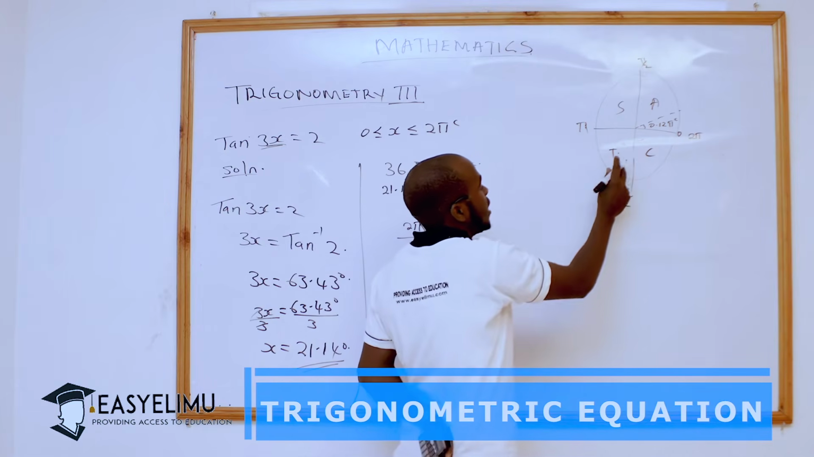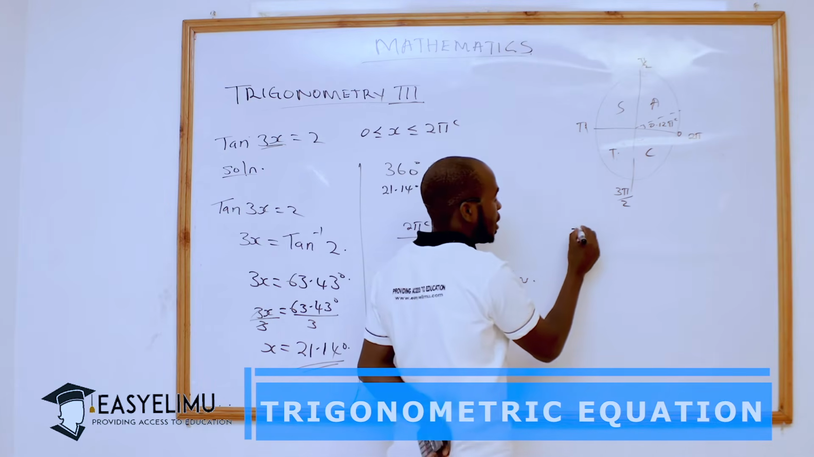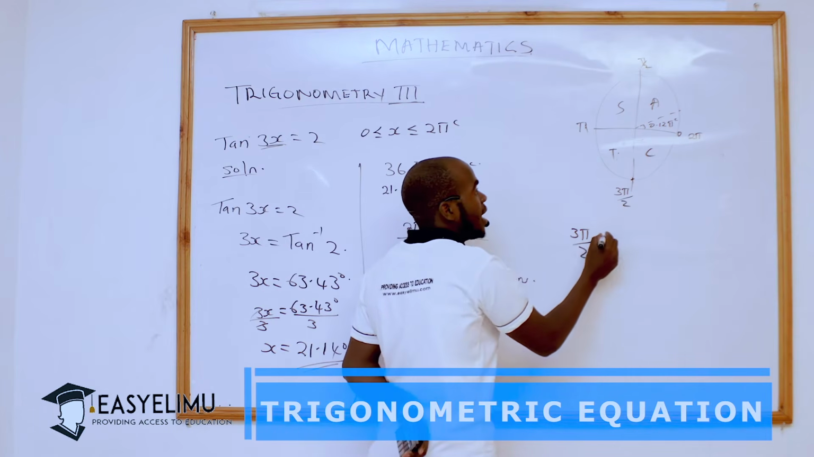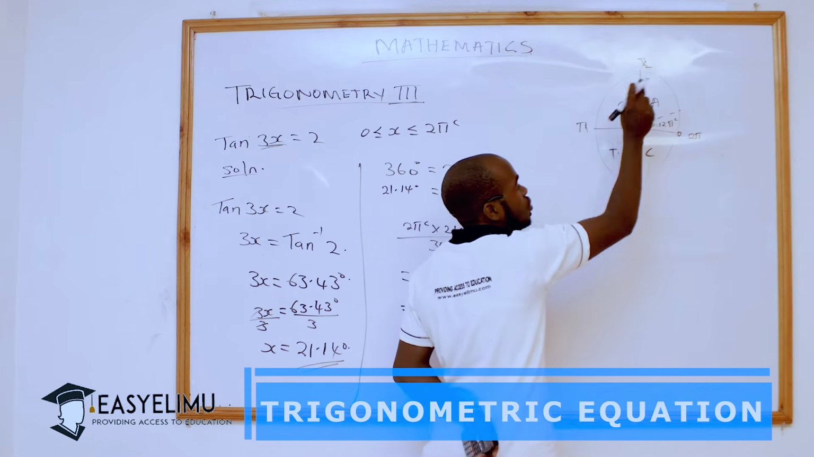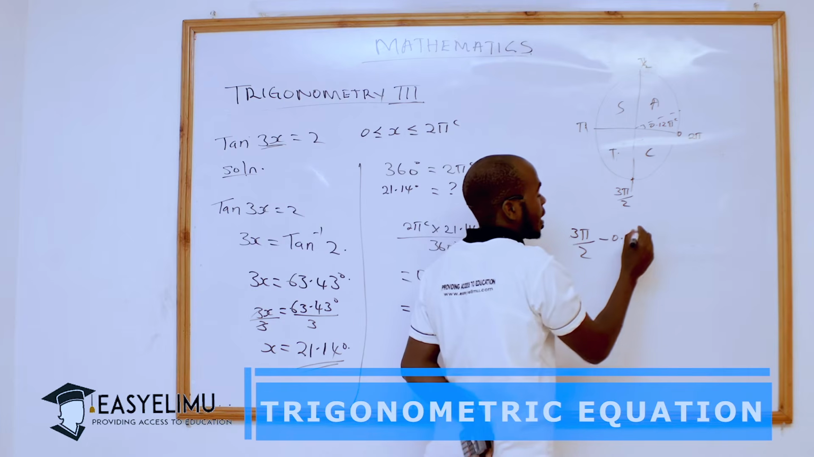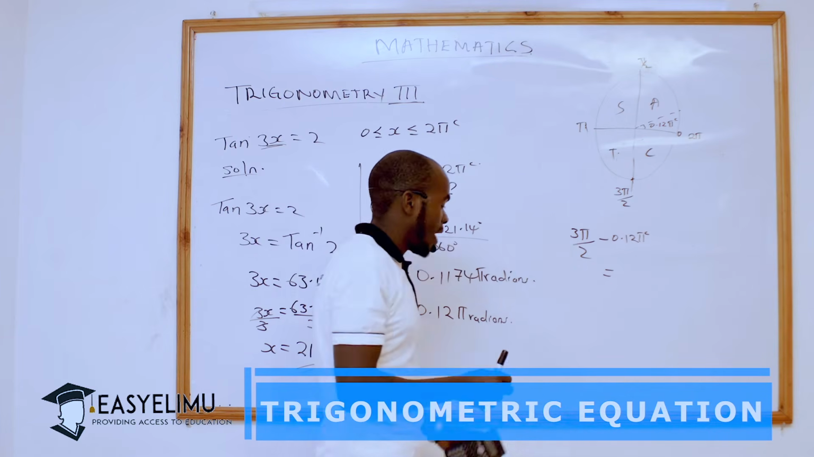So we need here. So meaning it will be 3 pi over 2, the maximum, minus the acute angle, which we have, 0.12 pi radians. And you will find our answers.